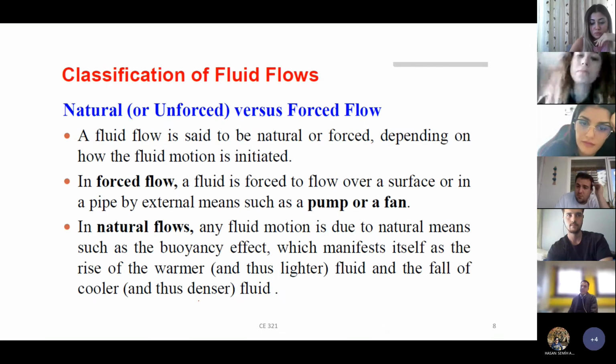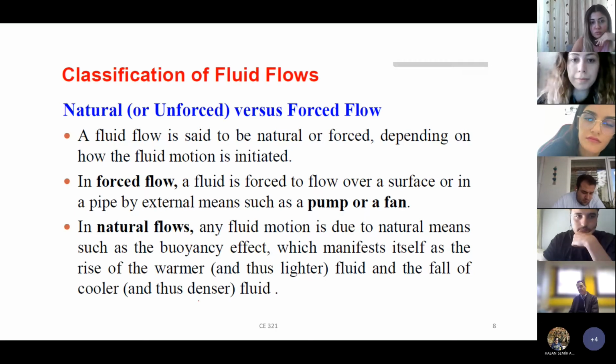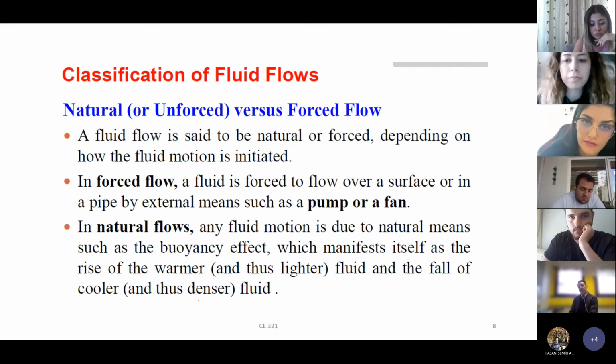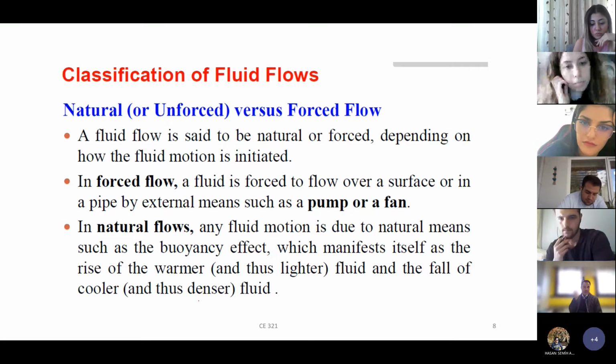So here we have another type of classification of fluid flows, which is called natural versus forced flow. What is natural flow? A fluid flow is said to be natural or forced depending on how the fluid motion is initiated, depending on the force. What is the initiating force, or what is the trigger? A force or shear stress, okay? And shear stress is a result of a force.